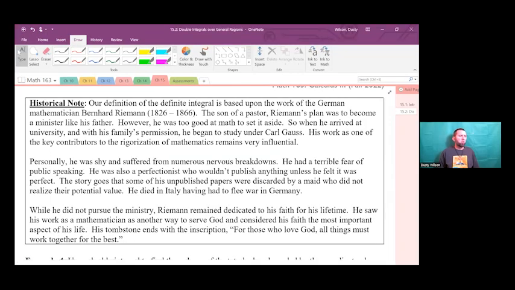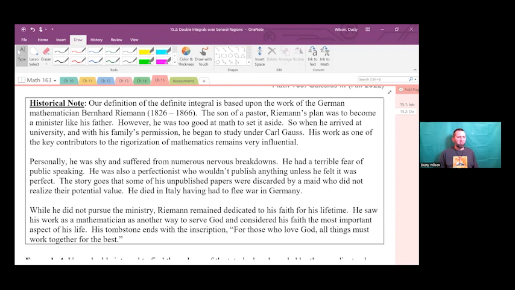So historical note. Our definition of the definite integral is based upon the work of the German mathematician Bernhard Riemann, who was born in 1826 and died at the age of 40 in 1866. The son of a pastor, Riemann's plan was to become a minister like his father. However, he was just too good at math to set it aside. So when he arrived at university, and with his family's permission, he began to study under Carl Gauss, the same mathematician you've heard of before, that Gauss. His work as one of the key contributors to the rigorization of mathematics remains very influential.